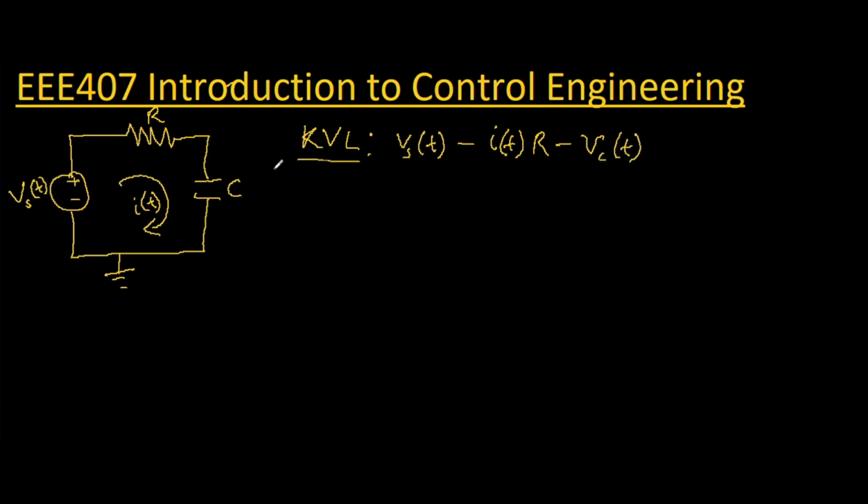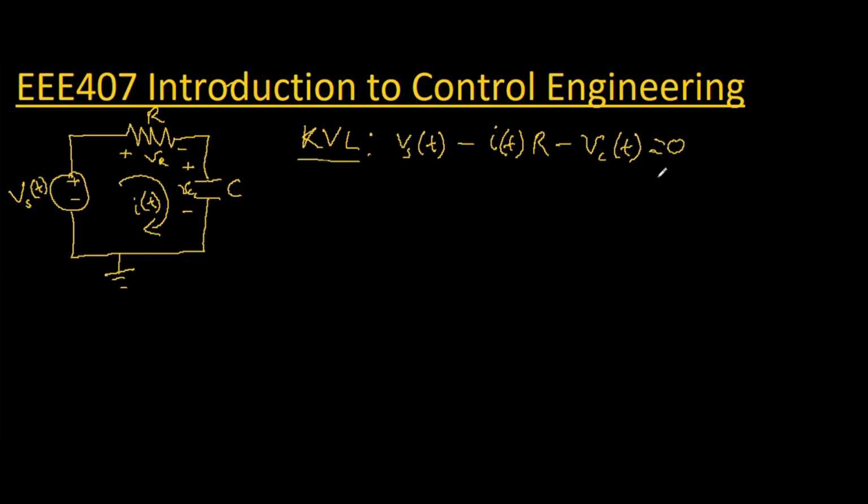So we could say that the voltage across the capacitor, minus Vc of t, and the voltage across the resistor, V of R, where V of R will simply be IR. So the sum of these is equal to 0.